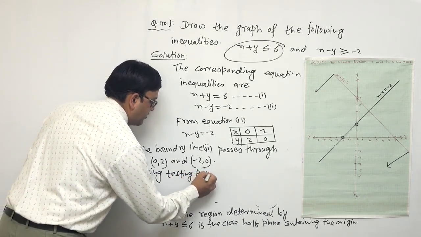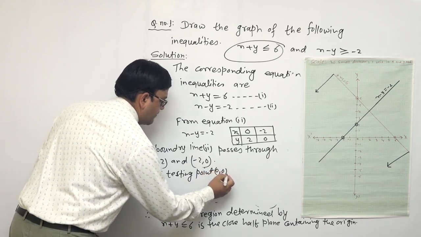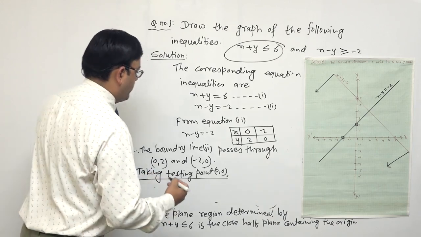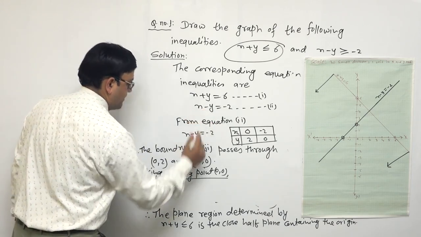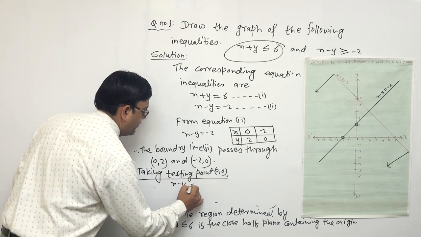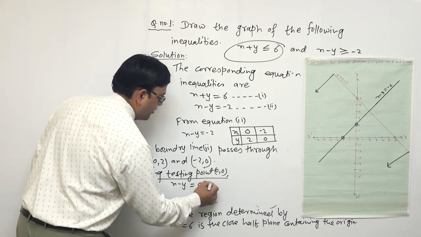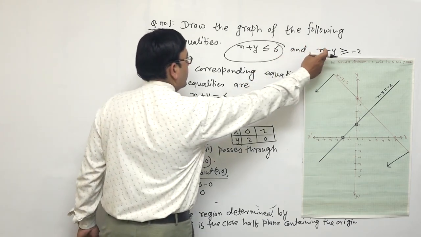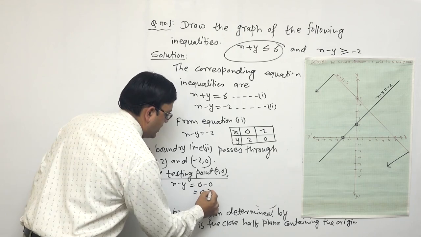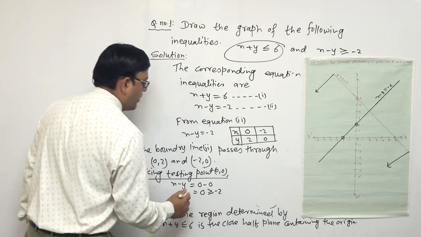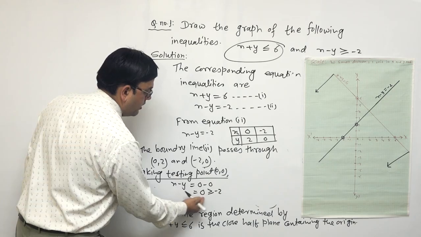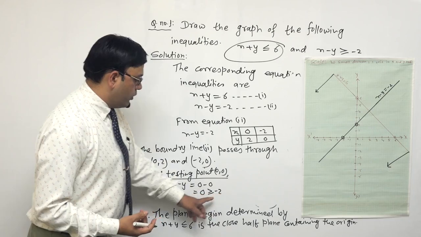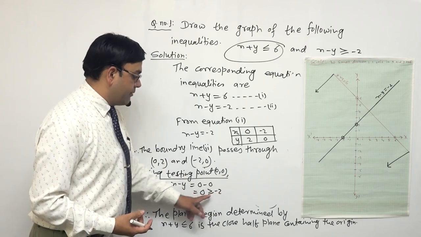Testing point 0, 0. So testing point 0, 0, we have our question is x minus y. So x minus y is equal to x is 0 minus y is also 0. So 0 minus 0 is also 0. But our question is greater or equal to minus 2. Now we have to compare whether 0 is greater than minus 2 or smaller than minus 2. Yes, I think you know 0 is greater than minus 2.